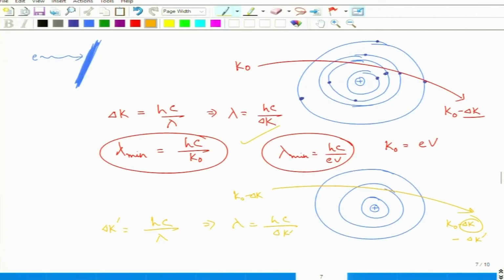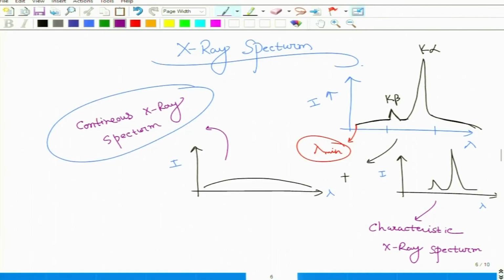That is obviously the case, because the wavelength cannot be smaller than this. If the total energy is converted in one collision, then obviously del k can have a maximum value of k naught. So lambda min is constant, that is hc by k naught, but after that any kind of lambda is possible during this collision. So lambda min is there, but all lambda will be present after that. That's why we obtain this continuous spectra. This is that continuous spectra. There is a lambda minimum, but after that all kinds of lambdas are there.